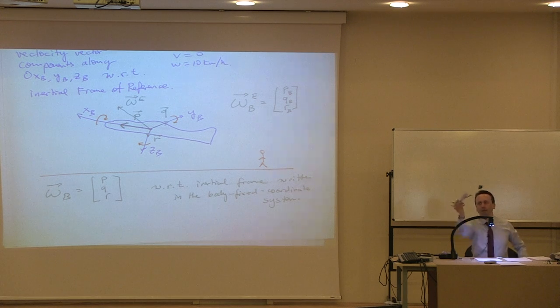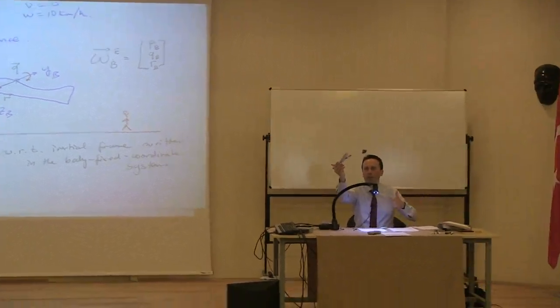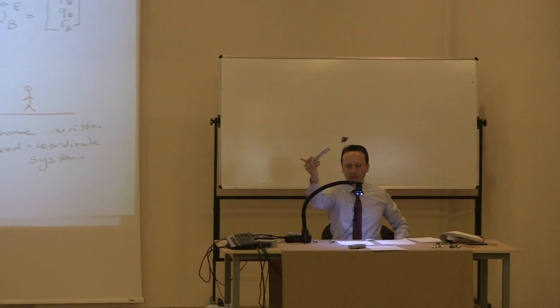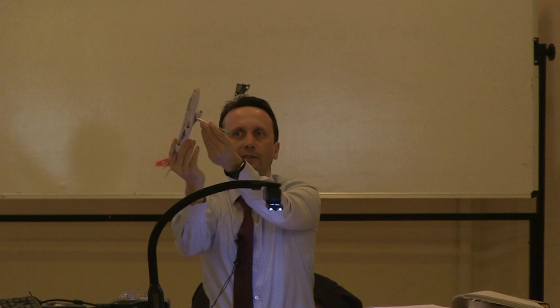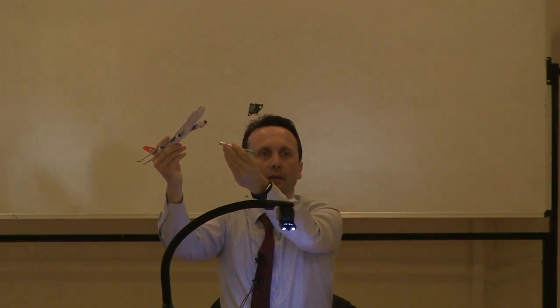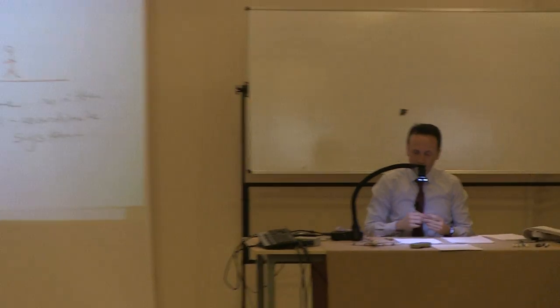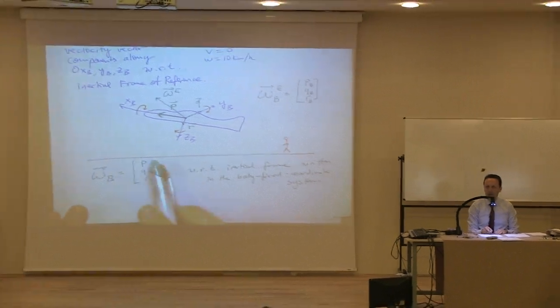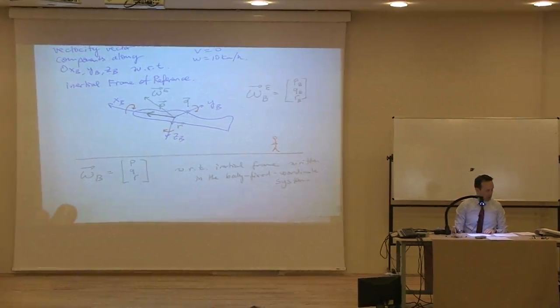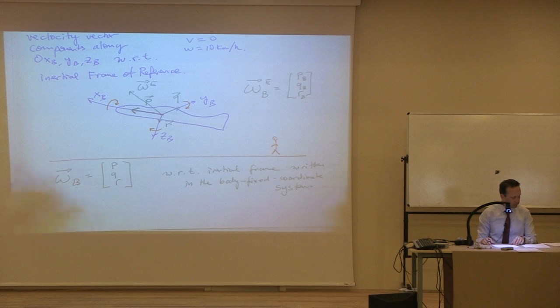So you can decompose this rotational vector into P, Q, and R. And that's what we are doing here. This rotation might be around one axis, let's say something like that, but this is not an axis that we define. We decompose this vector into P, Q, and R. Okay? And that's your rotational vector. So whenever I say P, Q, and R, it's a rotational vector of the airplane with respect to the inertial frame, in the body fixed coordinate system. Any questions?